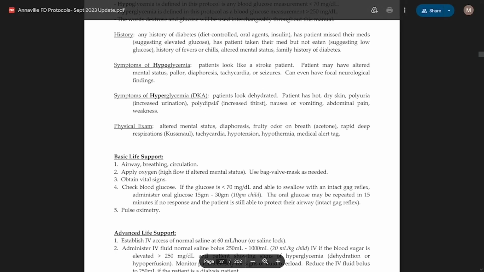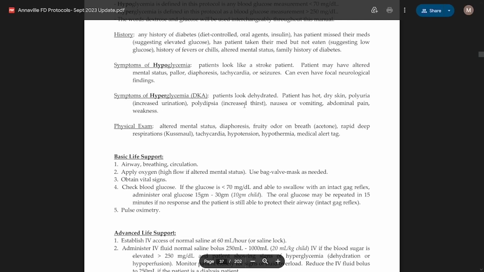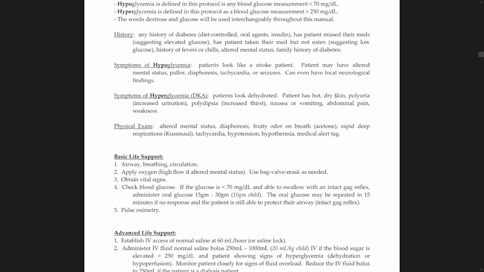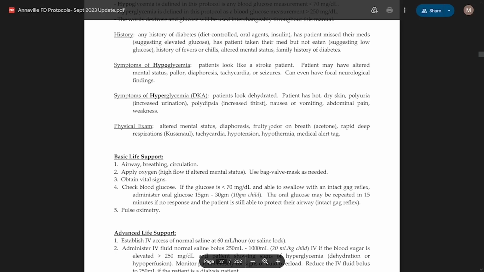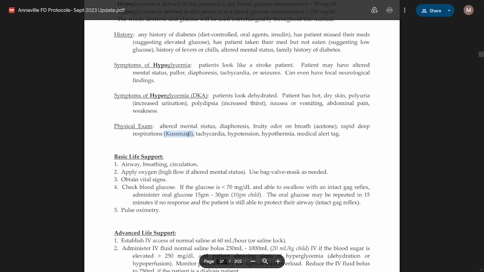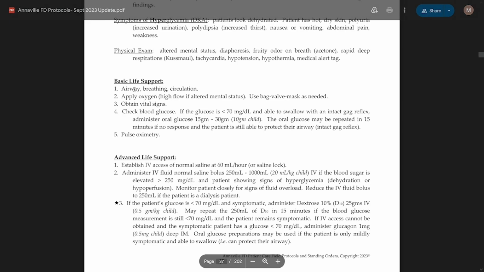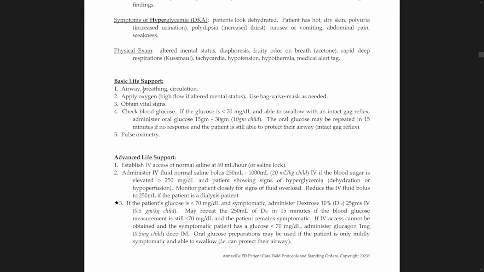Symptoms of hyperglycemia, or DKA, diabetic ketoacidosis: patients look dehydrated. They have hot, dry skin, polyuria, which is increased urination, polydipsia, increased thirst, nausea or vomiting, abdominal pain, and weakness. For a physical examination, these patients will generally have an altered mental status, diaphoresis, a fruity odor on their breath, known as acetone, rapid deep respirations, known as Kussmaul respirations, tachycardia, hypotension, hypothermia, and a medical alert tag.